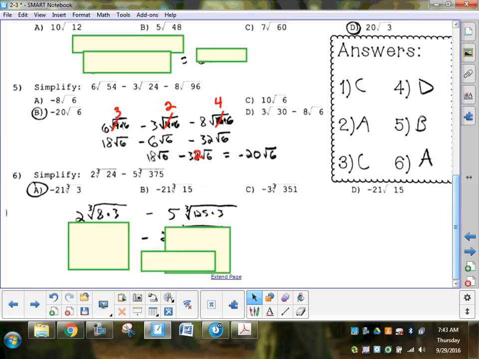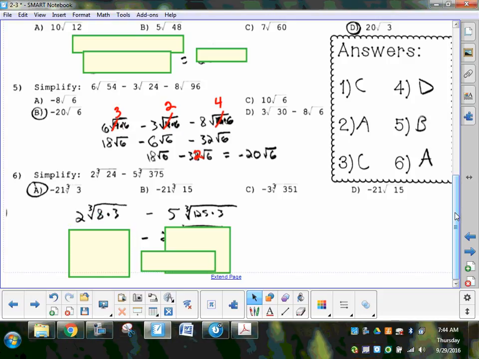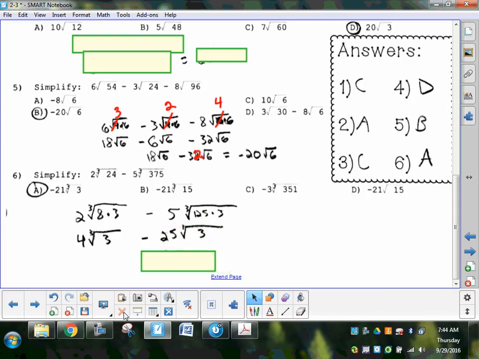So from here, we would go through, and the cube root of 8 is going to give you how much? 2. So take that and multiply by the 2 that's in front here, and you get a 4. Over here, the cube root of 125 is 5. Multiply that by the one that's in front, and you get 25. From here, the next thing that we would do is subtract, and you got negative 21 root 3.